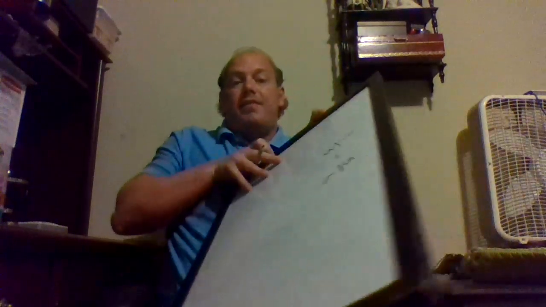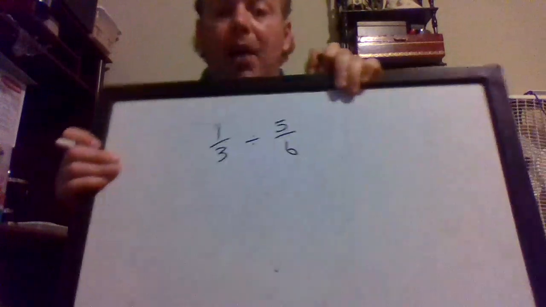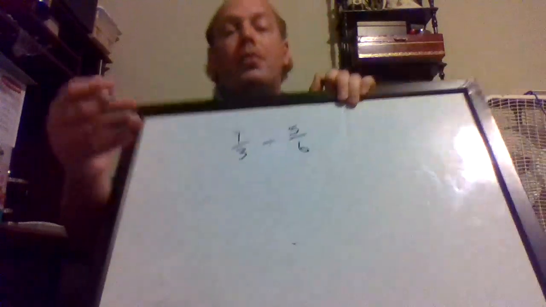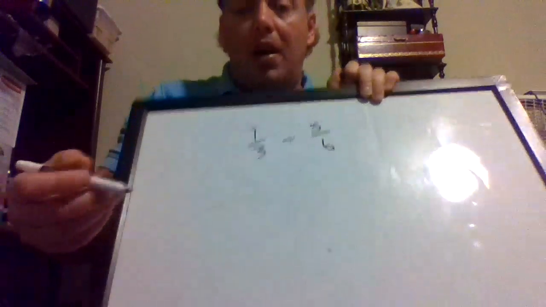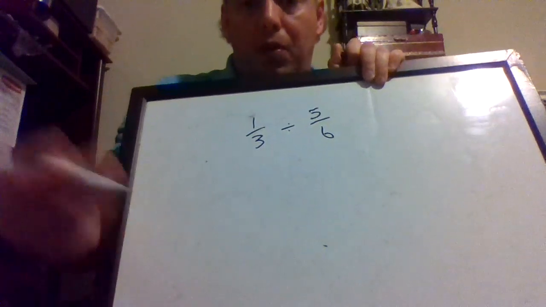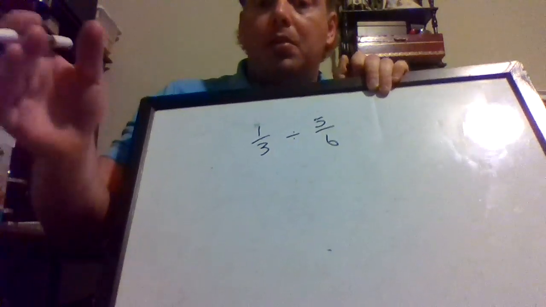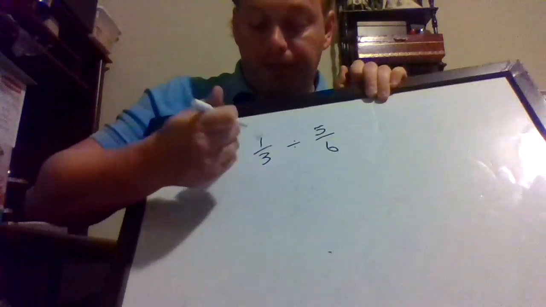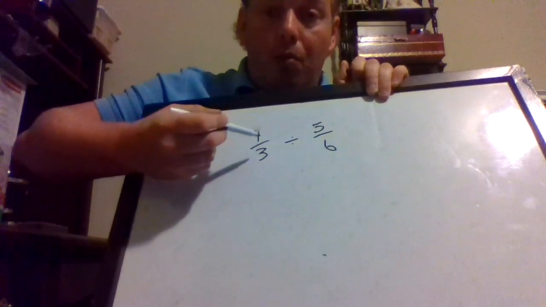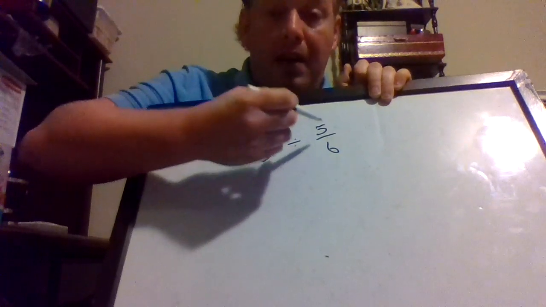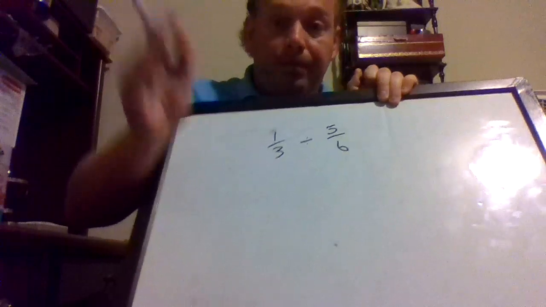Alright. Now the reason I did 5/6 is because I want to use this as an example of what this video is about, which is cross cancellation. So 1/3 divided by 5/6. So we've got our original problem.